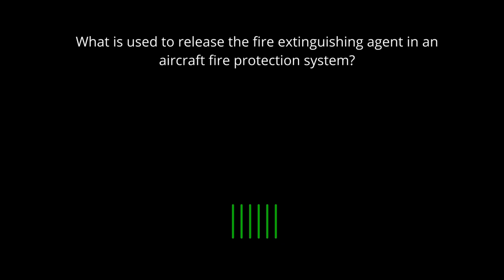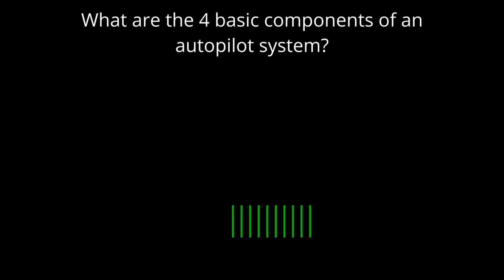What is used to release the fire extinguishing agent in an aircraft fire protection system? A squib. A squib, yeah. Let's talk about an autopilot system a little bit. What are the four basic components of an autopilot system?